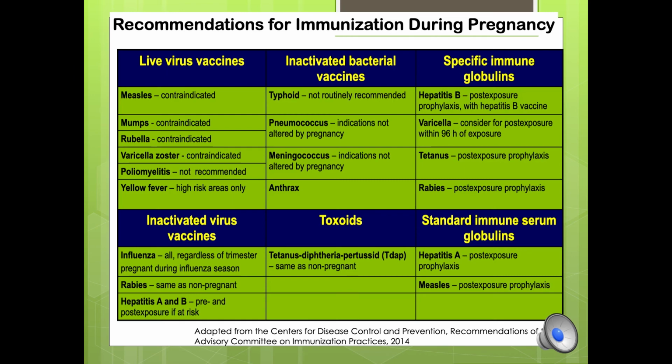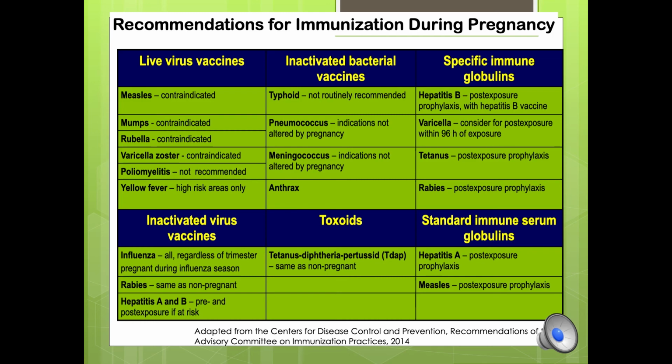Current recommendations for immunization during pregnancy are summarized in this table. Important to note here that live virus vaccines are contraindicated during pregnancy. These include the MMR, or measles, mumps, and rubella, and varicella zoster. The ones acceptable during pregnancy are the flu vaccine for influenza, so all pregnant women may be given this regardless of trimester, especially during the flu season, and this is given yearly intramuscularly. Hepatitis A and hepatitis B are given for pre-exposure and post-exposure for women also at risk for the infection.